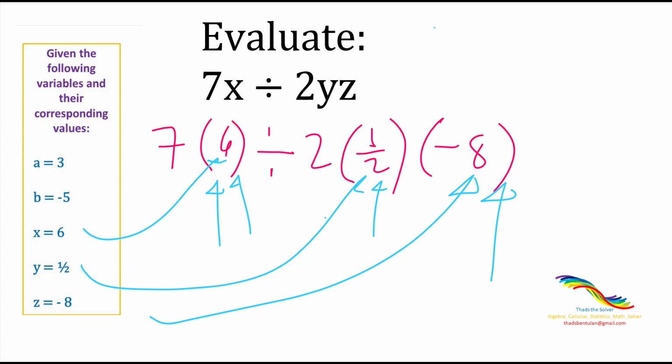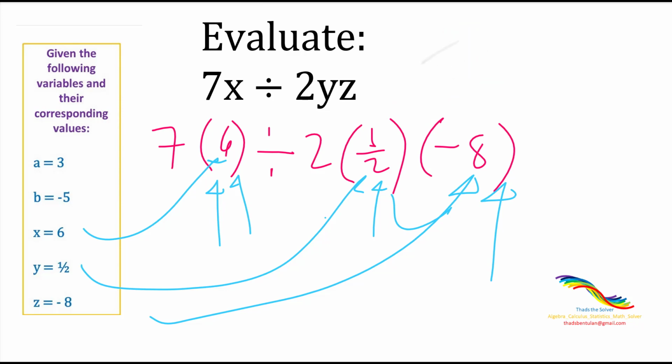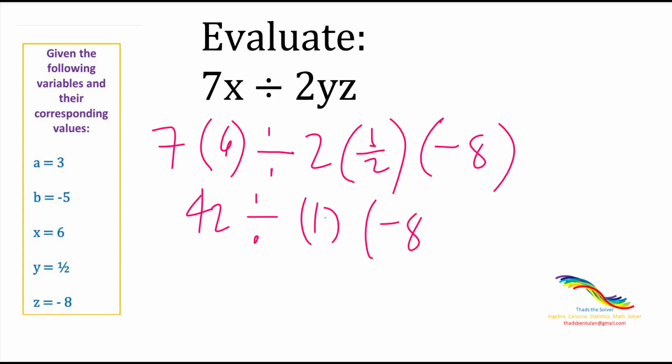Because if you don't enclose it by parentheses, then this might look like 1/2 minus 8, right? Which is not what it's supposed to be. It's 1/2 times -8. That's one thing that we should be careful of. Always use the parentheses to avoid future confusion. It's free. You can use it anytime. So 7 times 6 is 42, divided by 2 times 1/2 is actually 1, and multiplied by -8.